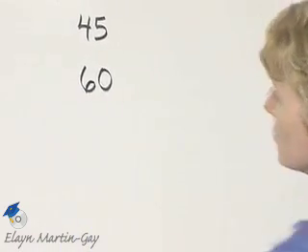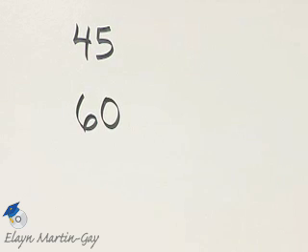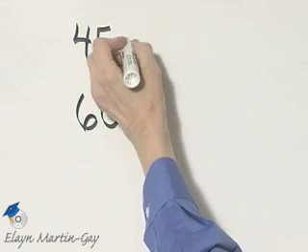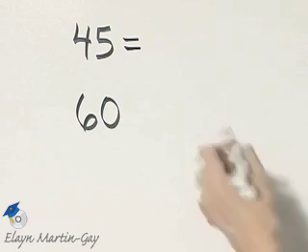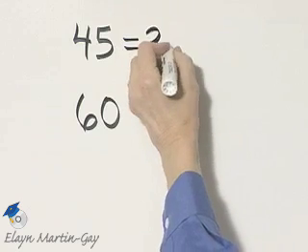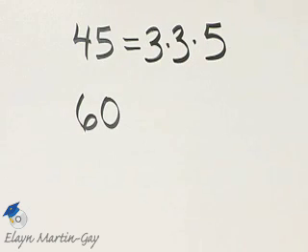Our two numbers will be 45 and 60. To find this greatest common factor, we'll first write each number as a product of primes. So 45, we know that's 9 times 5. I'll write 9 as 3 times 3, and then times 5. That's 45 written as a product of primes.